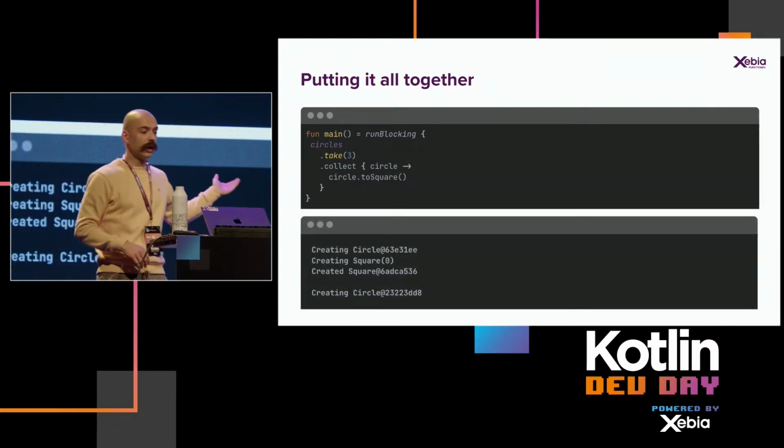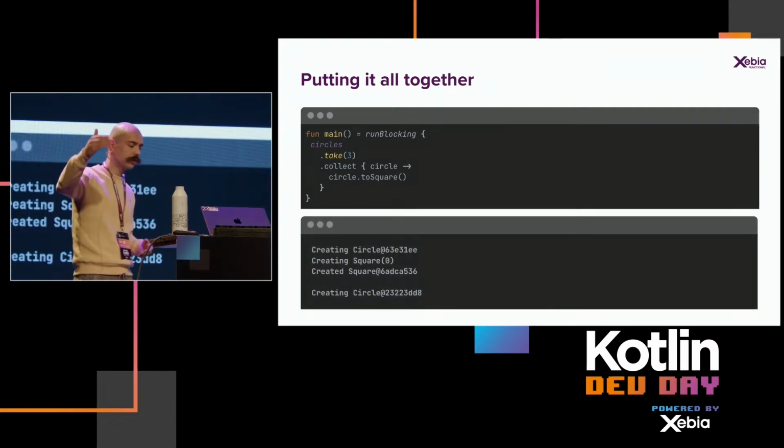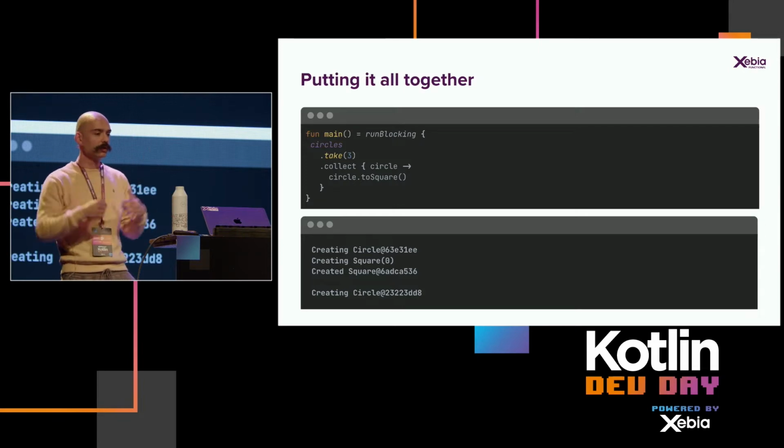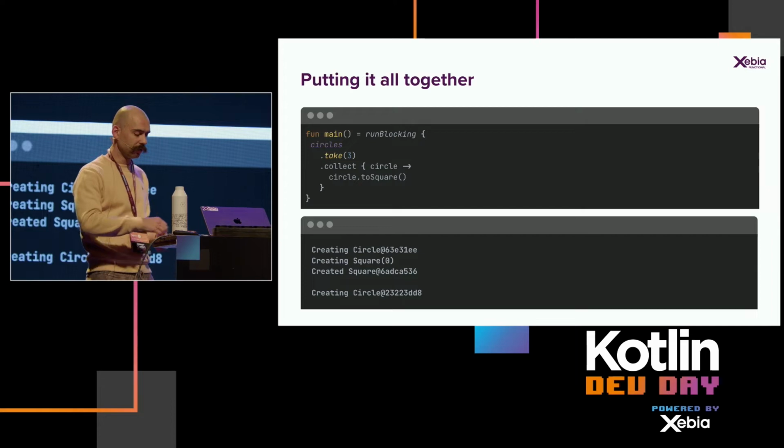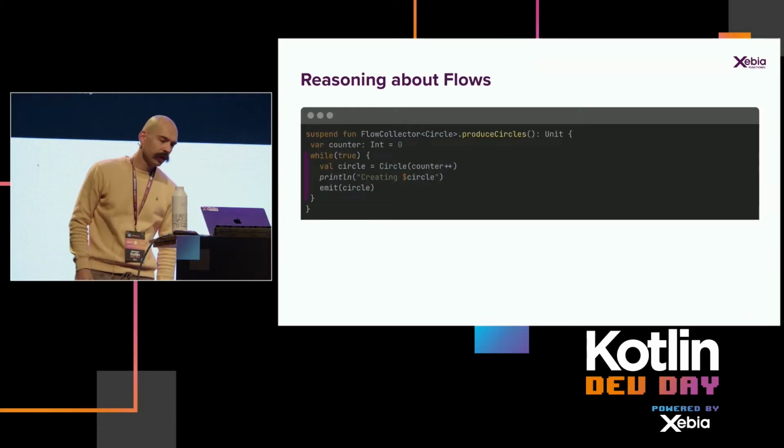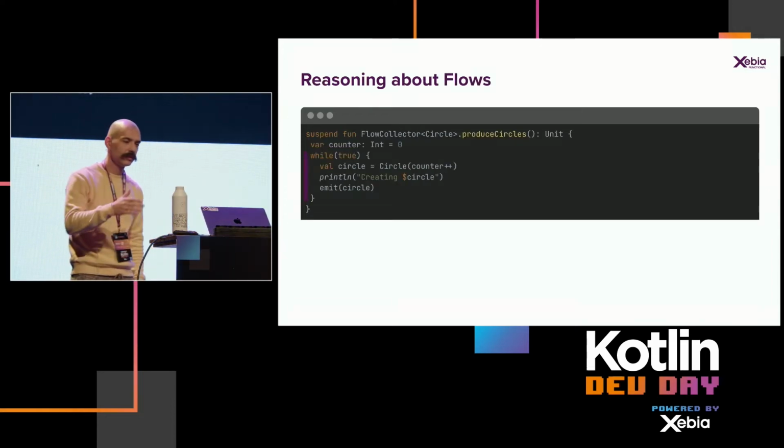We can also see that in the output of the program. First we create the circle, then we create a square. We say we finished creating the square, and only then would the next iteration in the while true loop happen, creating another circle.